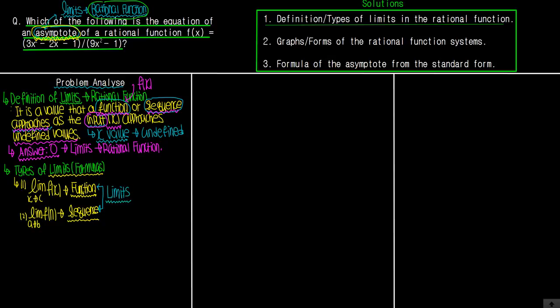And we need to think about what is the most important thing in our limits. Well, it is going to be a rational function, as we have talked about in a lot of videos. And right now, we need to talk about why the first one is about the function, and why the second one is about the sequence.